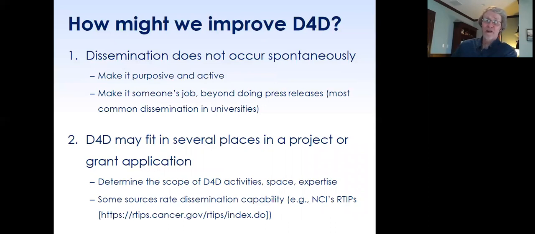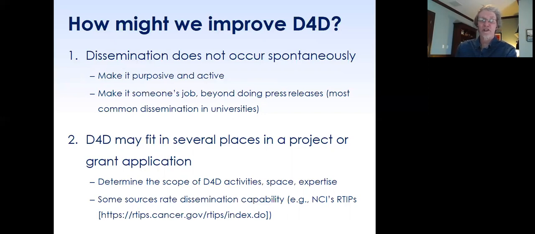First one, and I've already touched on this one, dissemination does not occur spontaneously. We need to make it more propulsive, more active. We need to make sure it's someone's job. For most of us who work in academic institutions, we have someone who can write our press releases, which is probably by far the most common way that academic institutions disseminate and try to reach non-research audiences. But that's not segmenting the audiences. It's not a very focused way of doing it, and to reach, let's say, a practice audience is probably not very effective.